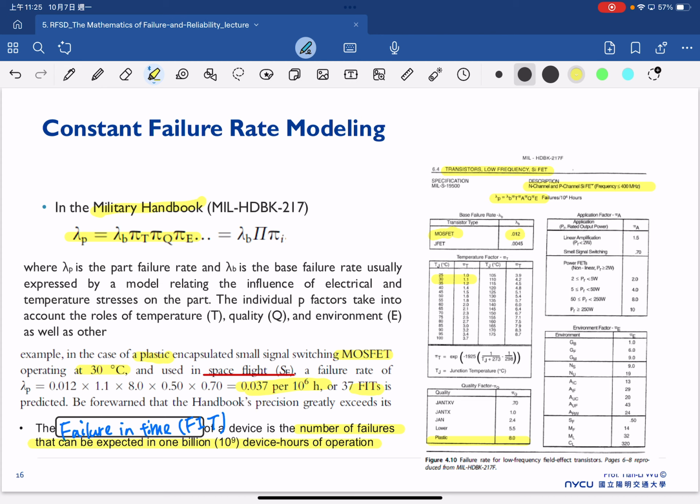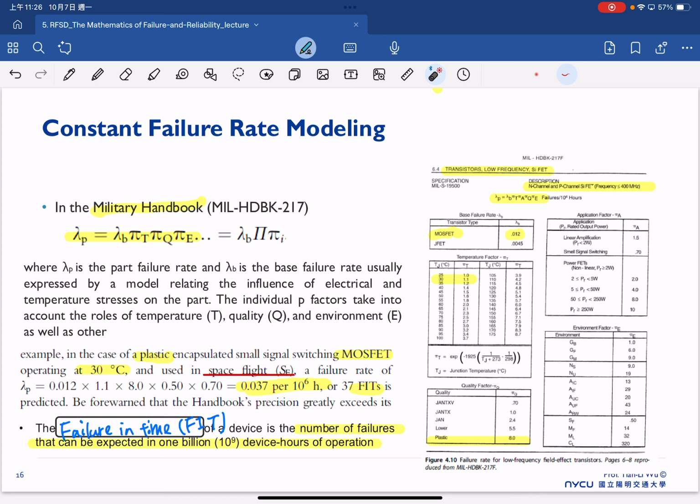So in this case, based on the definition, 37 FITs means if we operate the part over 10 to the 9 hours, a total of 37 devices are estimated to fail based on these numbers. This is just an example to showcase what information we can get from constant failure rate modeling while considering different kinds of conditions.